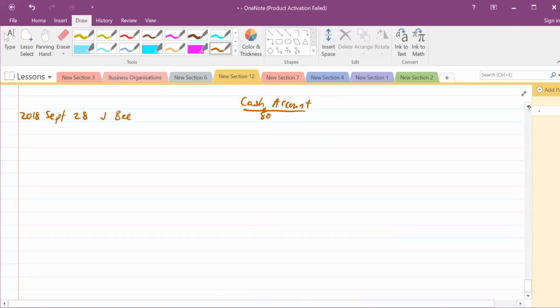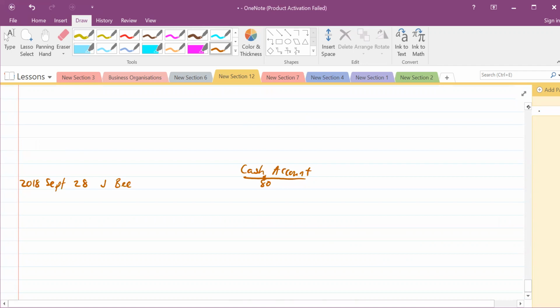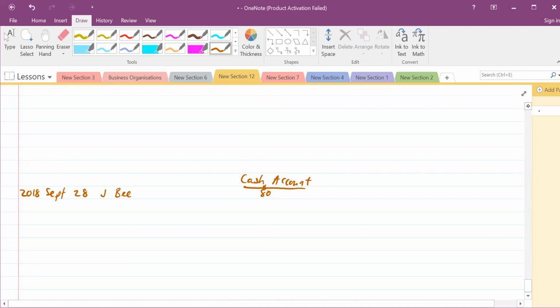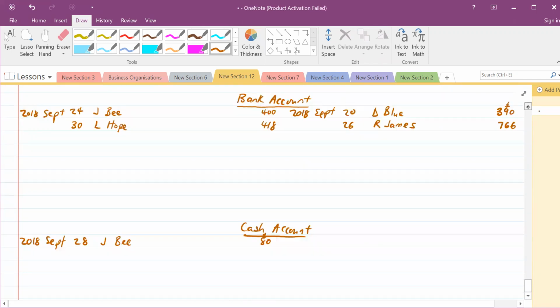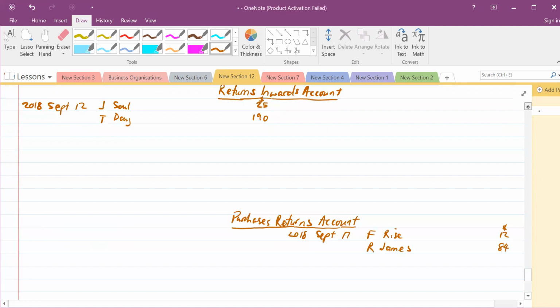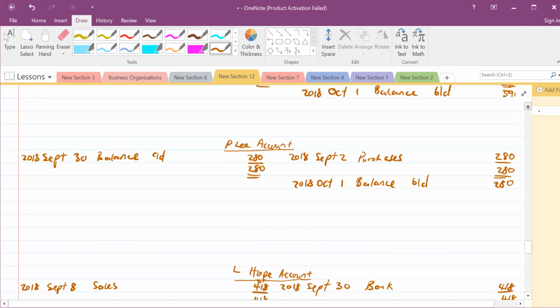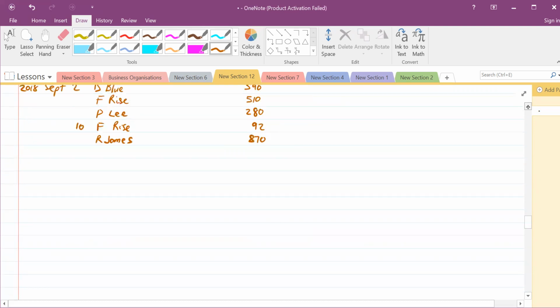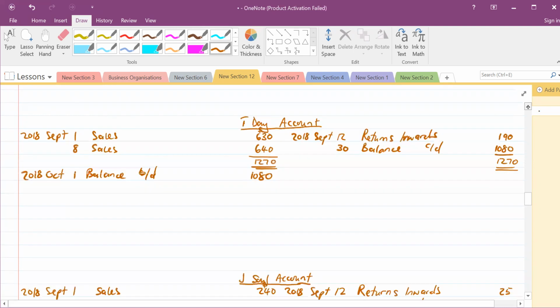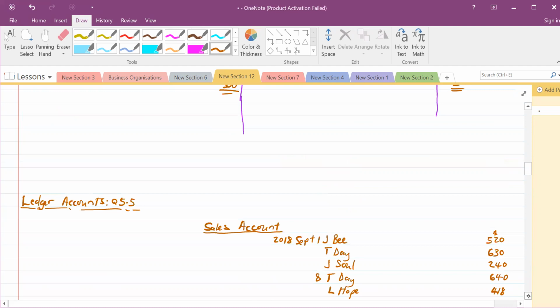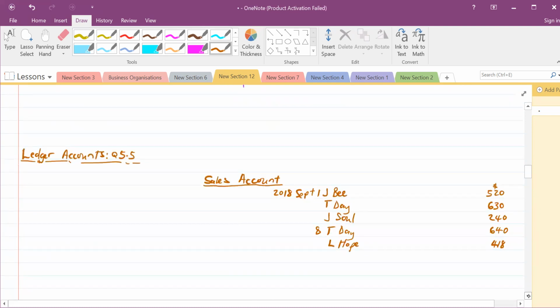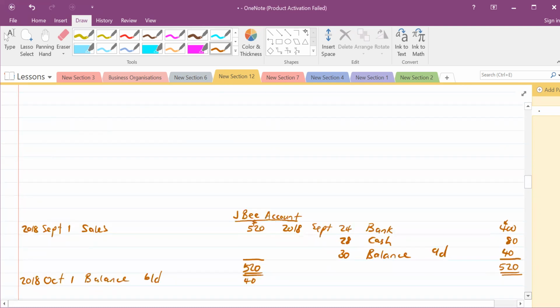So we are done with the double entry for the personal accounts of both the creditors and the debtors. That's pretty much it. As you can see, all right, that's how we're supposed to have done it. Right, done.